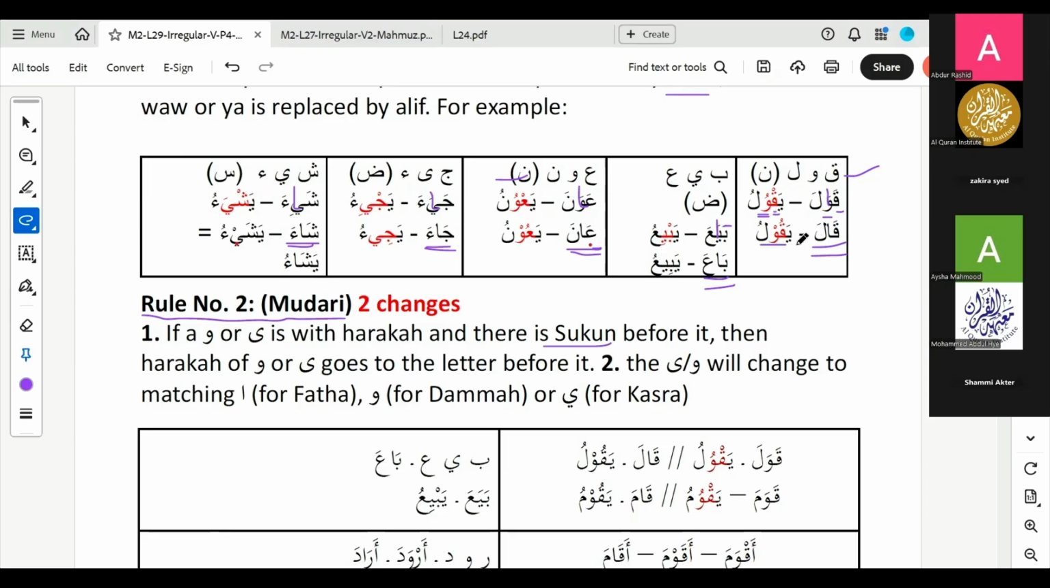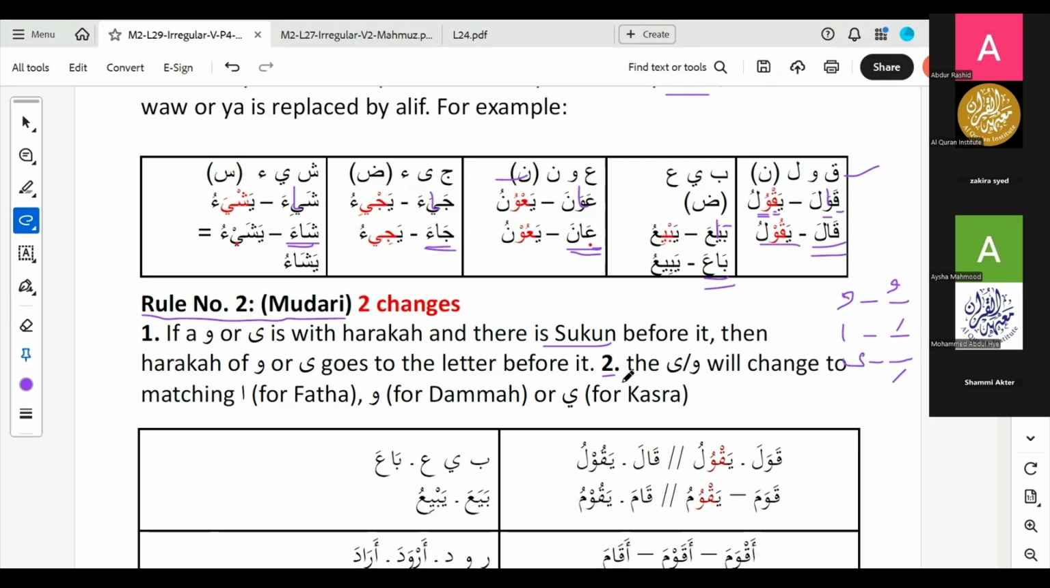So it becomes yaqulu. So the second rule, it says the waw or ya will change to the matching letter. Means if we have dhamma, the waw letter and ya letter become waw. If we have fatha before it, it becomes alif. If we have kasra, then it becomes ya.